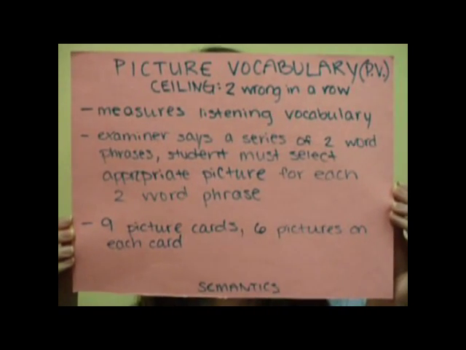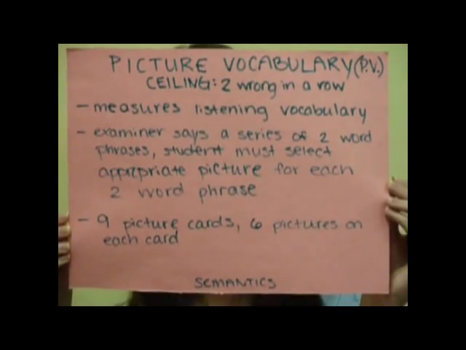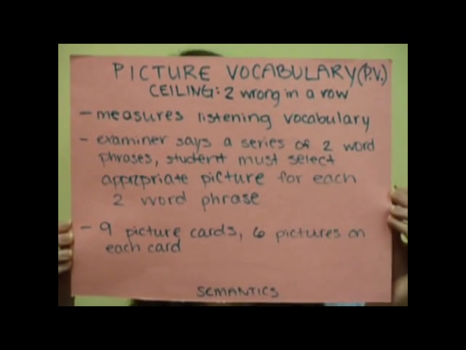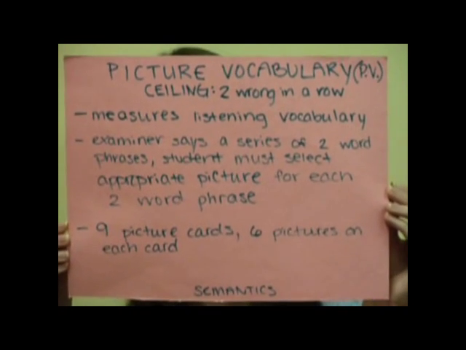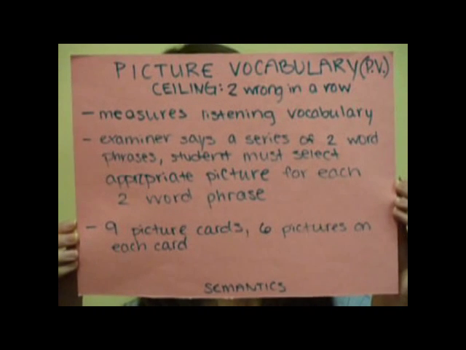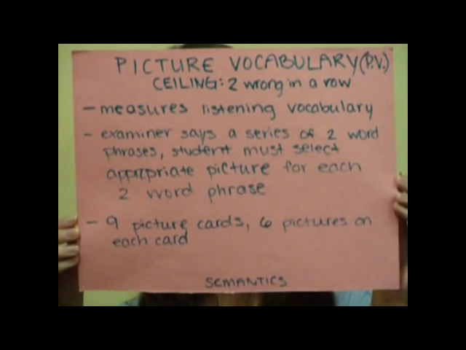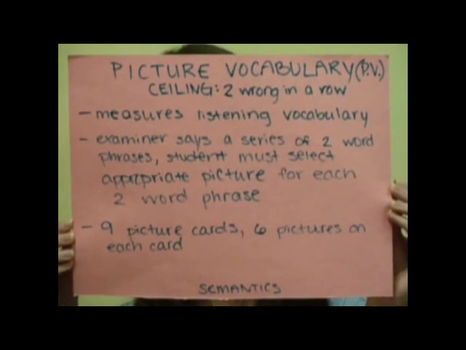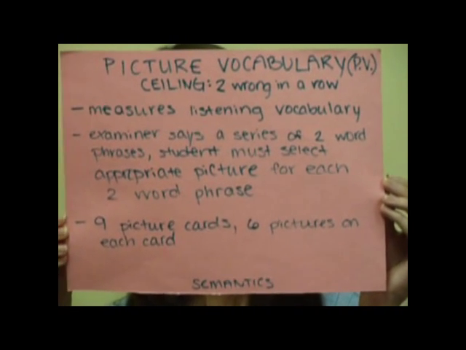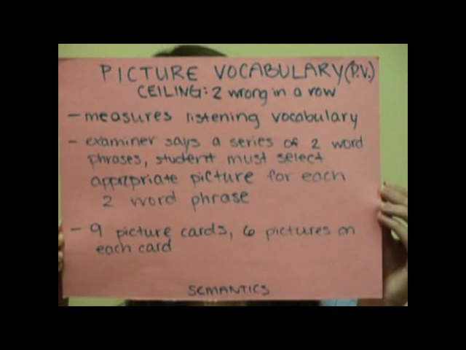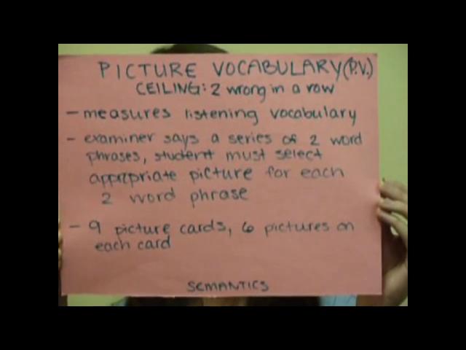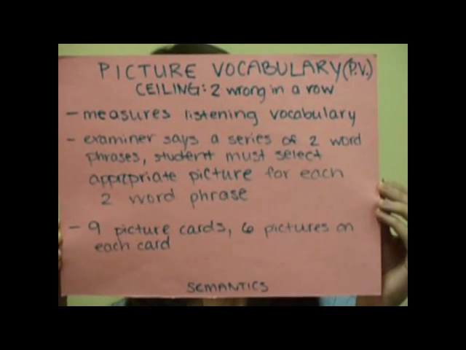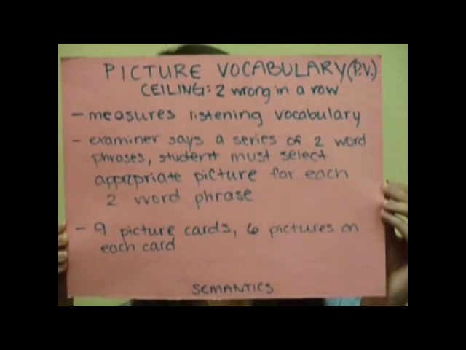Second subtest of the TOLD-I:4 is the picture vocabulary subtest. This subtest measures listening vocabulary. The examiner says a series of two-word phrases and the student must select the appropriate picture for each two-word phrase. There are 9 picture cards with 6 pictures on each of the cards. This subtest focuses exclusively on the semantic part of language. There is a ceiling of 2 consecutive wrong answers in a row, and you must start with the first item of the subtest.